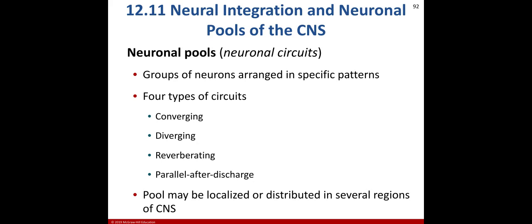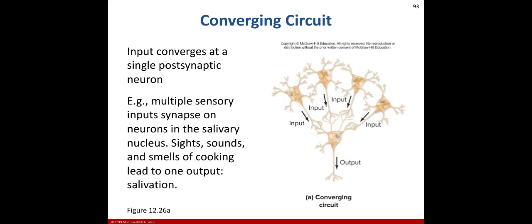We also have something called neuronal circuits or neuronal pools. Those are groups of neurons arranged in specific patterns. There's really 4 kinds of circuits: converging, diverging, reverberating, parallel after discharge. And these pools can be localized or distributed in several regions of the central nervous system. A convergent circuit means that the input converges at a single postsynaptic cleft. So there's multiple sensory inputs, for example, neurons in the salivary nucleus: sight, sound, smell of cooking all lead to you salivating. So you've got nerves in your eyes and for your nose and touch and sound and smell, and that all converges to make you salivate when you're cooking.